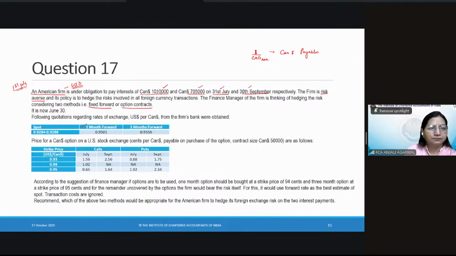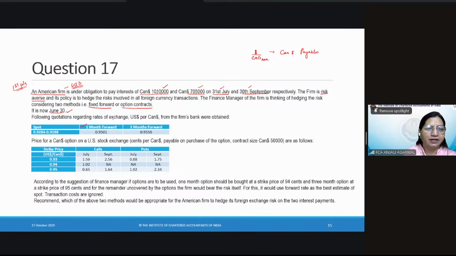It's given in the fourth line that we are on June 30. It's now 30th June or 1st July. Even if it is not given, this is clear from here. So that's what I'm saying. Even if it was not given, after reading these quotes, it makes me understand where I am standing today, 30th June.